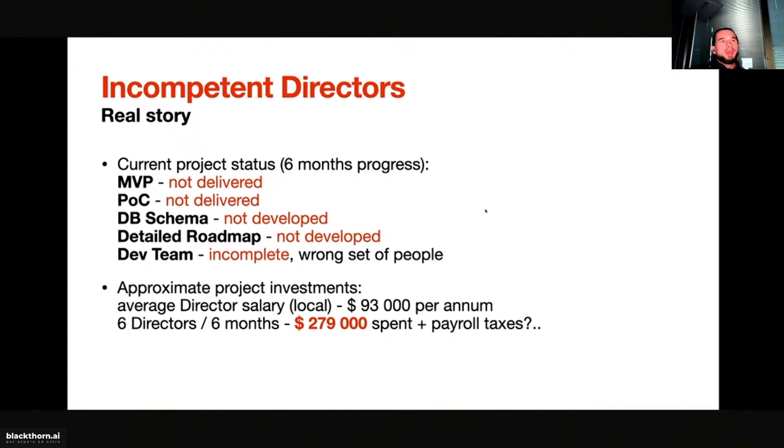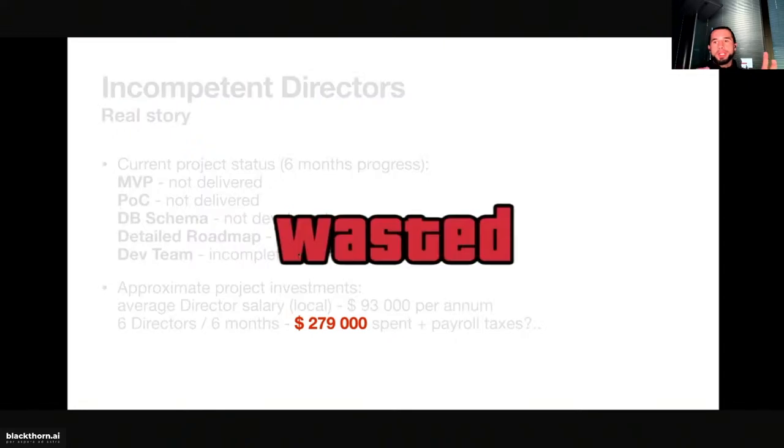And now let's compute approximate project investments. The average director salary in the country where this company resides is almost $100,000 per year. So six director-level people in 6 months got almost $300,000 of salary, excluding payroll taxes. So I expect the cost of the project, and as you see, the project is a big sarcasm here because they did nothing in half a year. So they just wasted around $300,000 and wasted half a year. This is a real example of the situation I just described.